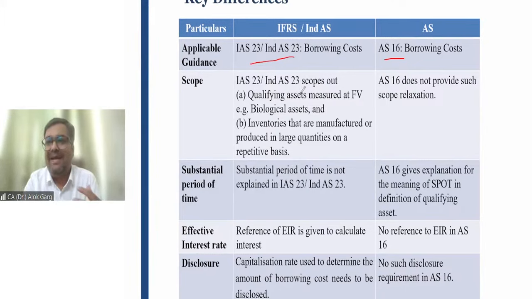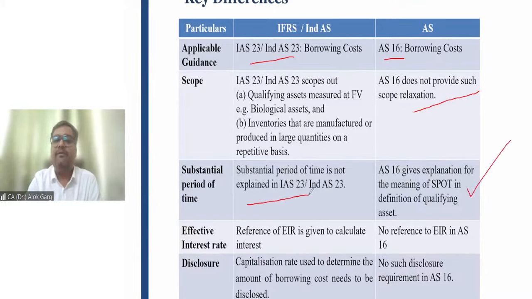There is some scope exclusion which is given in Ind AS, like your biological asset and inventories which are manufactured in large quantity on repetitive basis. But such a specific exemption is not given in accounting standard. Substantial period of time is defined in accounting standard, which is 12 months, but substantial period of time is not explained in Ind AS. You can take a substantial period of time of 12 months generally.